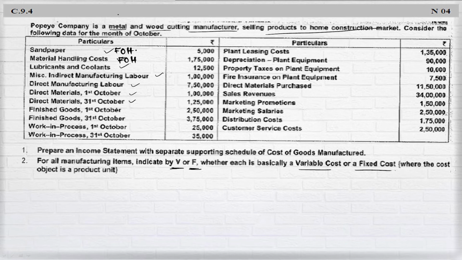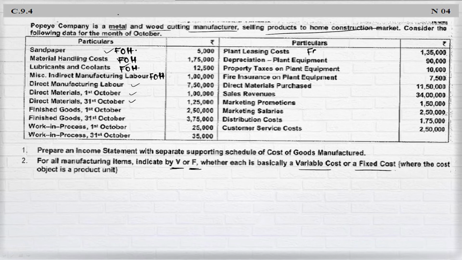Lubricants and coolants are factory overhead. Miscellaneous indirect labor, factory overhead. Direct manufacturing labor is included in direct cost. Direct material, finished goods, WIP, that is all right.